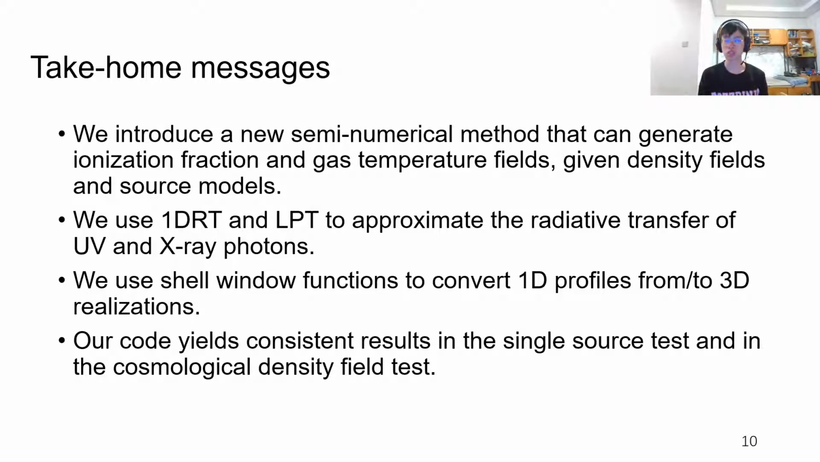And here are the take-home messages. We introduce a new semi-numerical method that can generate ionization fraction and gas temperature fields based on given density fields and source models. We use one-dimensional radial transfer and linear perturbation to approximate the radial transfer of UV and X-ray photons. We use shell window functions to extract and print profiles from or to three-dimensional realizations. Our code can yield consistent results both in single source tests and in the cosmological density fields.